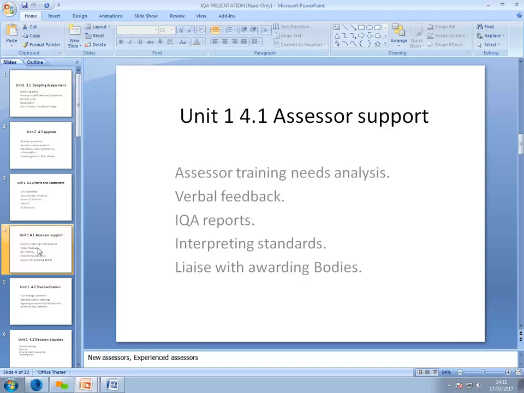Again, interpreting standards. Most of the standards have interpretation with them if you're unsure about it. But again, it's the IQA's job to liaise with the awarding body to make sure that the interpretation is correct and then feed that back to the assessor.